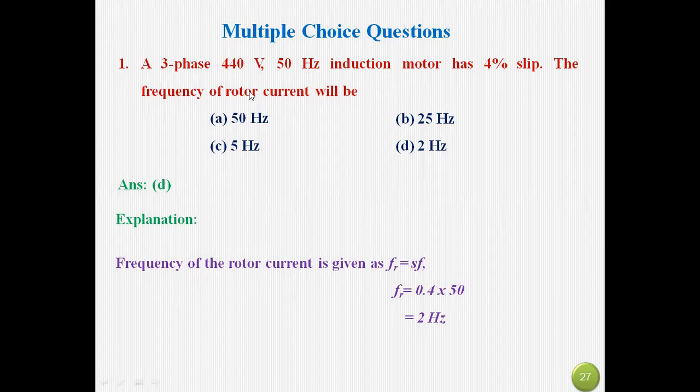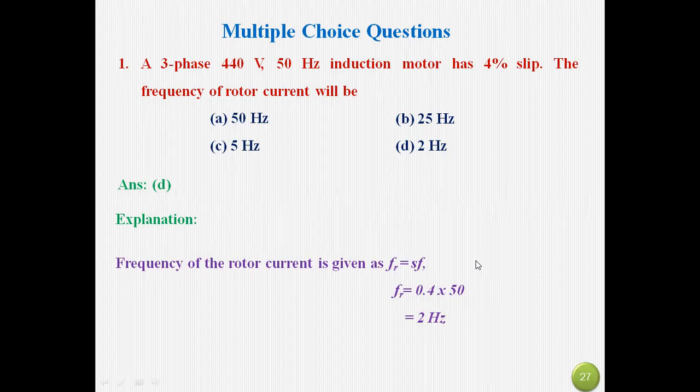That is nothing but Fr, and we have the formula Fr equal to slip into frequency of induction motor. The slip value given is 4%, so 4 by 100, you will get 0.04 into 50. If you solve this, 5 into 4 is 20, so you will get 2.00. So you will get 2 hertz.